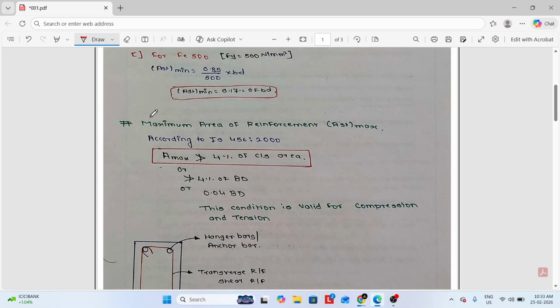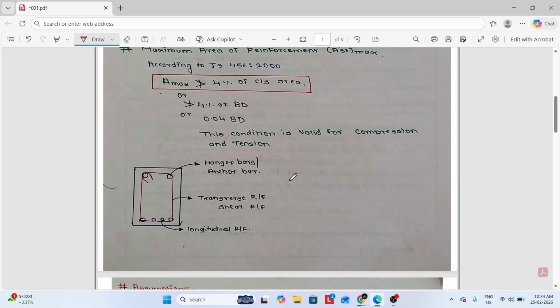So here is the next term, maximum area of reinforcement, or we can say Ast max. According to IS code 456:2000, the maximum area should not be greater than 4% of the cross sectional area, or we can say 4% of bd. This condition is valid for both compression and tension.